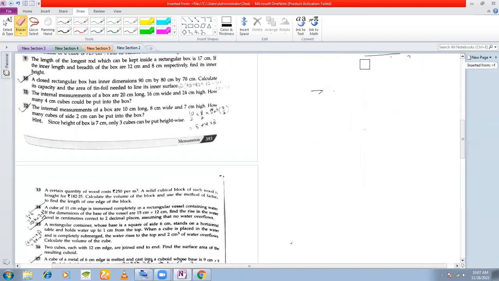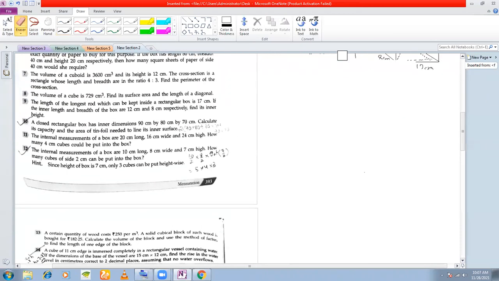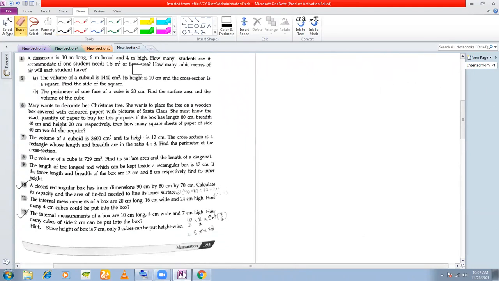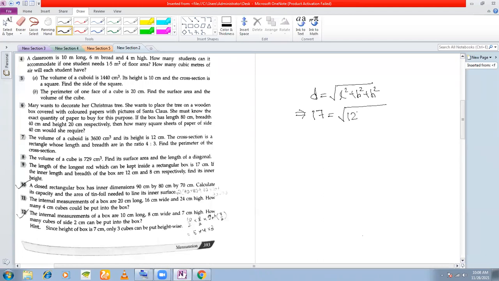Excuse me, sir. Tell me. Sir, why did we square 17? Why did you square 17? Because D is equal to root over of L square plus B square plus H square, right? So the diagonal length was 17, isn't it?